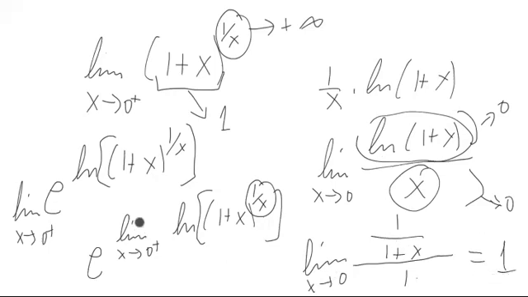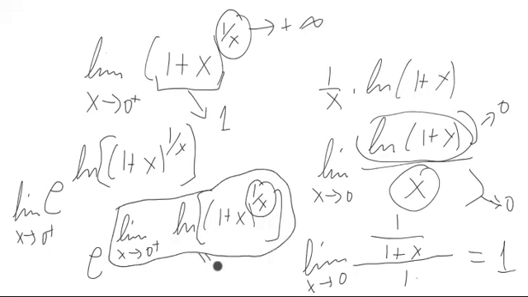But notice that what we just computed was this. This limit is 1. So the ultimate limit that we're after is e to the 1, which is e, which means that this limit right here is equal to e.